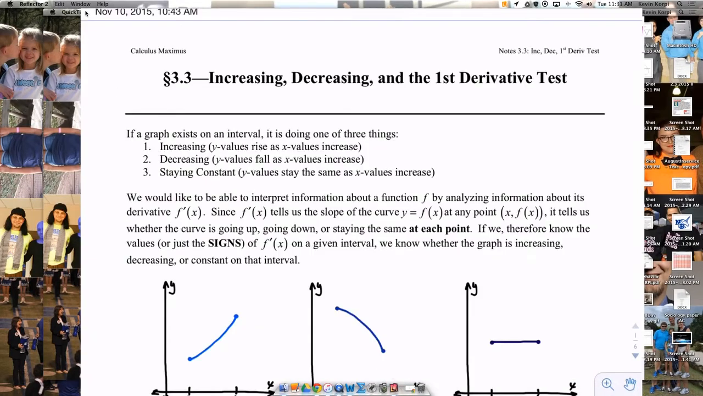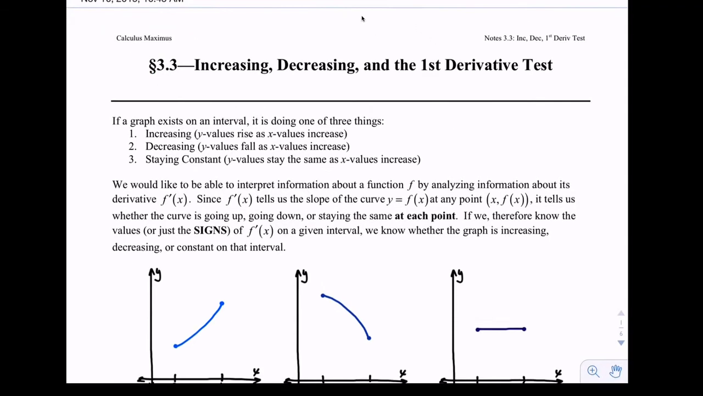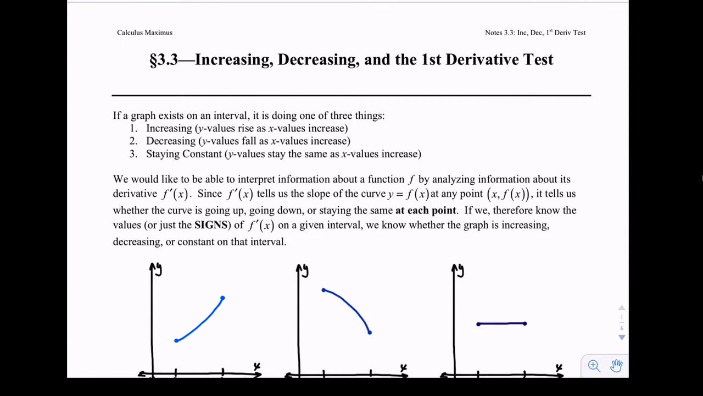Let's go ahead and start 3.3. We're going to use the information from the derivative in this section to determine several things about a graph, namely whether a graph on a given interval is going uphill, increasing, whether the graph is going downhill on an interval, decreasing, and then we're going to use the first derivative to determine where we have local max and mins. And when we do that, it's called testing critical values for local extrema. We call it the first derivative test. You will be tested over the first derivative test, okay?